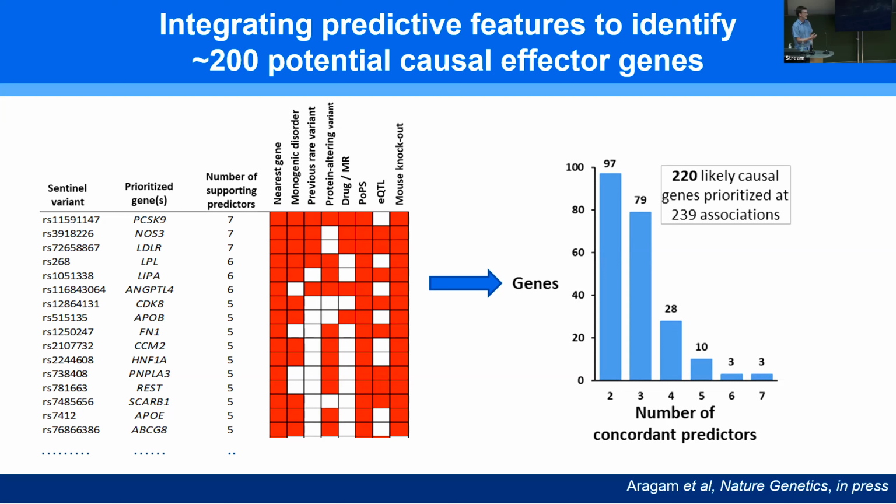For the sake of simplicity, we actually just summed them. So you see on the right, the distribution. There were 3 genes for which 7 of the 8 predictors lit up on that gene. So that was pretty high evidence. And again, you can then debate where you think is sufficient, how many predictors you need.